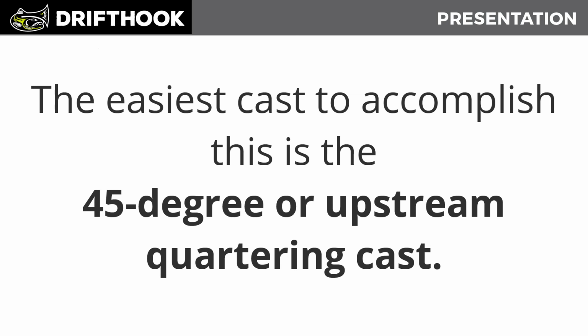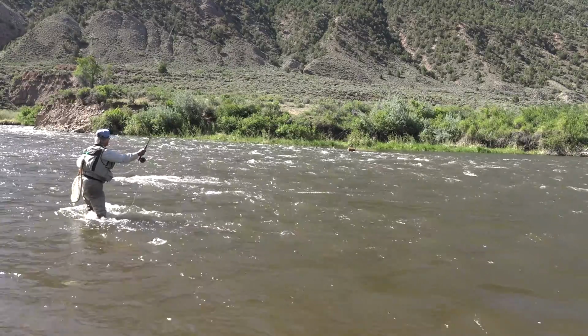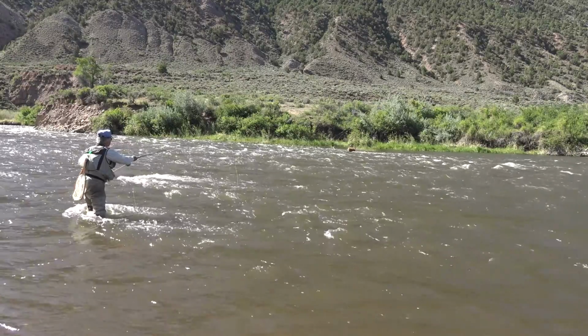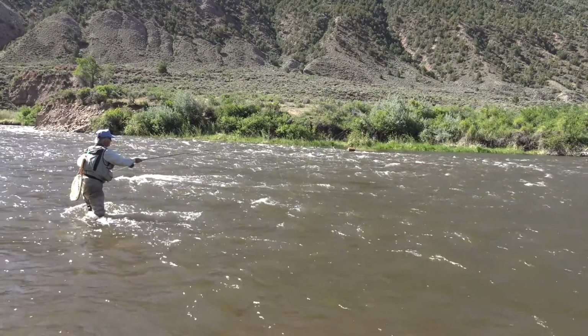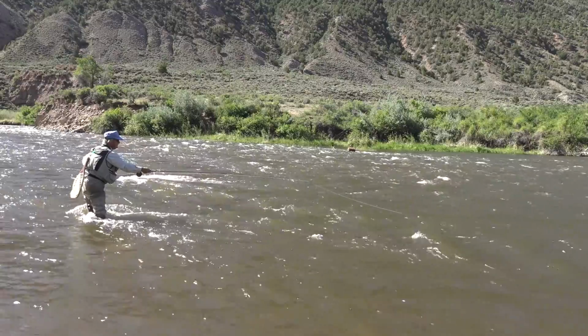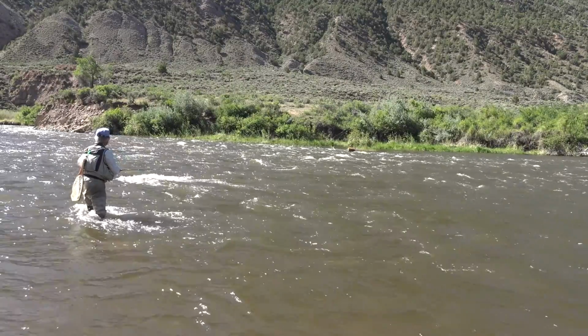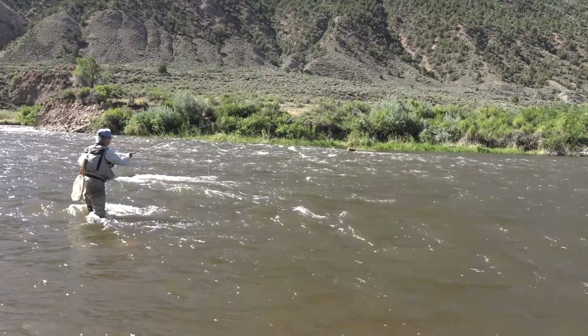The easiest cast to accomplish this is going to be your 45-degree upstream quartering cast. That's a mouthful. Just think 45 degrees upstream. This will keep the fly line away from the fish so it does not spook them, and it keeps that leader and that tippet up above in that feeding zone. The leader and tippet, because they're clear, are virtually invisible to the fish. But that line, that'll spook them. So try to keep that away from the fish at all times.